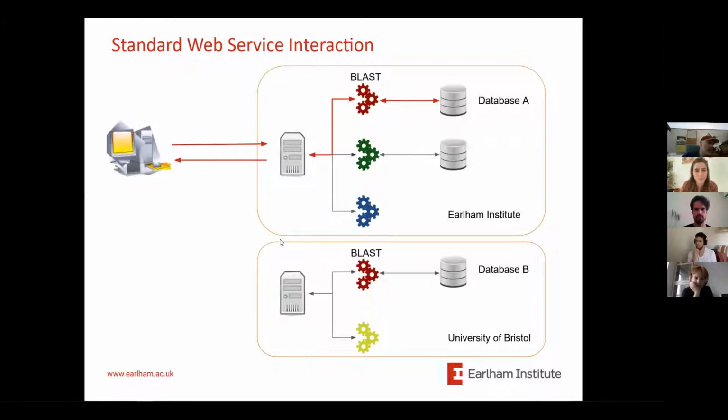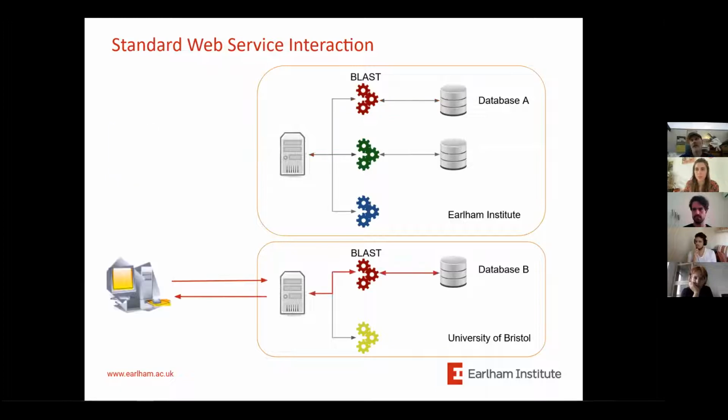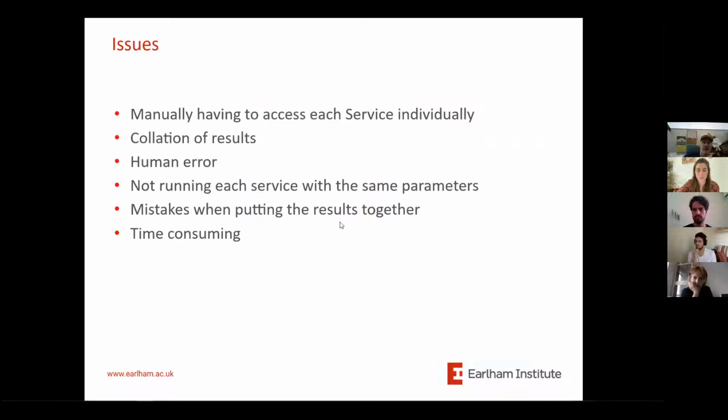So one of the problems we wanted to address is that typically when you do standard web service interaction, you might go to a certain single web service and do a search on it, and then go to another one and do the same search, and then try and collate results together. If you're anything like me, that's prone to error, because I can easily make cutting and pasting errors when I collate things together, or I run the services with different sets of parameters so that they're not immediately comparable. And it's just time consuming.